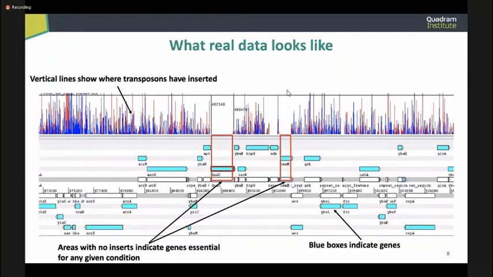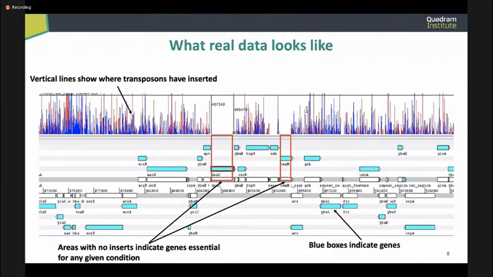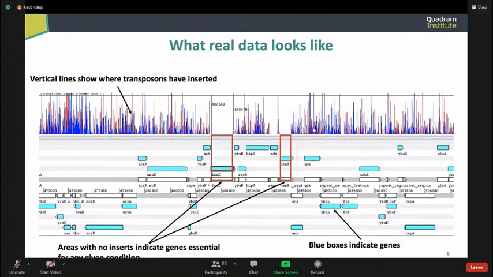So we can see the red boxes are showing the genes where no insertion has happened. Statistically, it's not possible that no insertion would have happened in these genes, because we made about 1 million mutants and there are only about 5,000 genes in E. coli. But whenever an insertion happens in that particular gene, the bacteria dies and is absent from the population. That way we know that these genes are essential for the bacteria to survive.